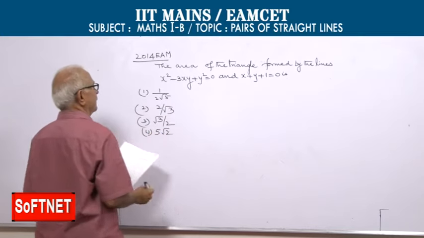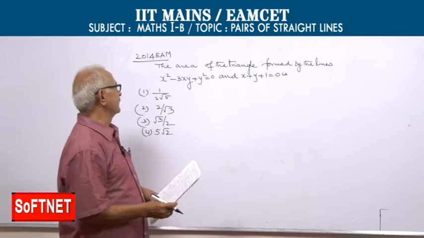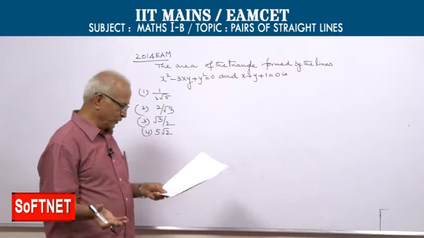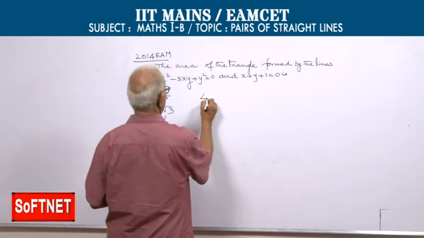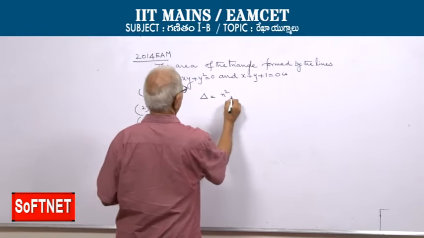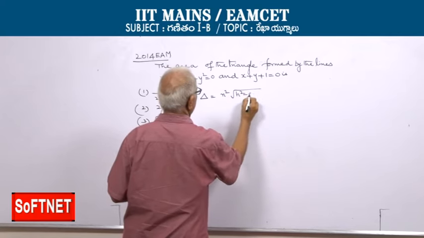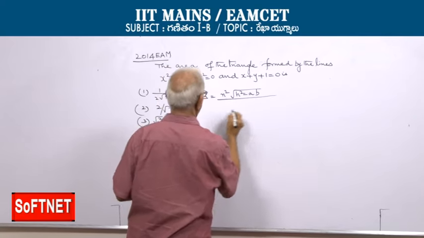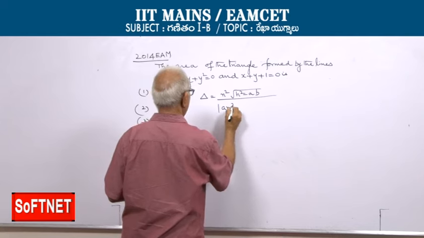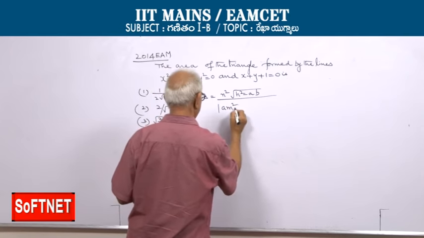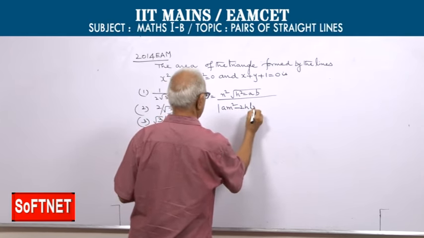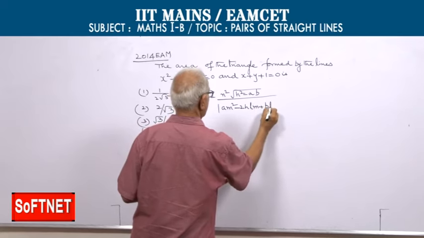Well, this is the question that appeared in the 2014 EMCET paper. Well, no option except to appeal to the formula. The formula: delta is n square into root of h square minus ab by mod am square minus 2hlm plus bl square.